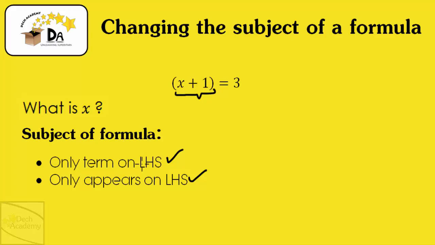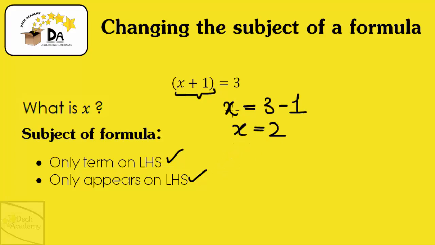A variable is the subject of a formula when it is the only term on the left-hand side. In this equation, we have two terms on the left-hand side. We have x, the variable x, and we have the number 1. For x to be the subject of a formula, it has to be the only term on the left-hand side. Now, let me just show you an equation with x as the subject of the formula.